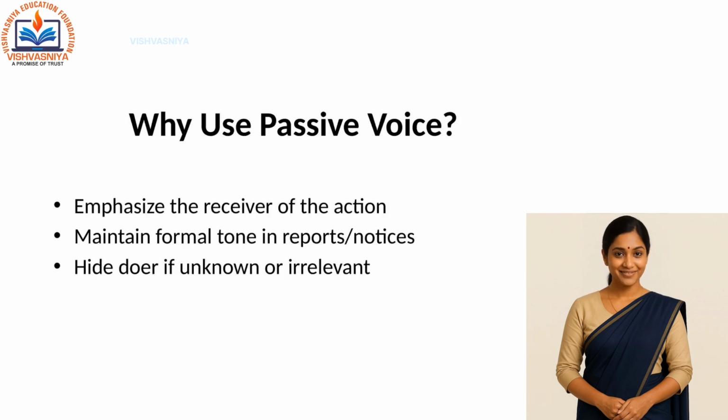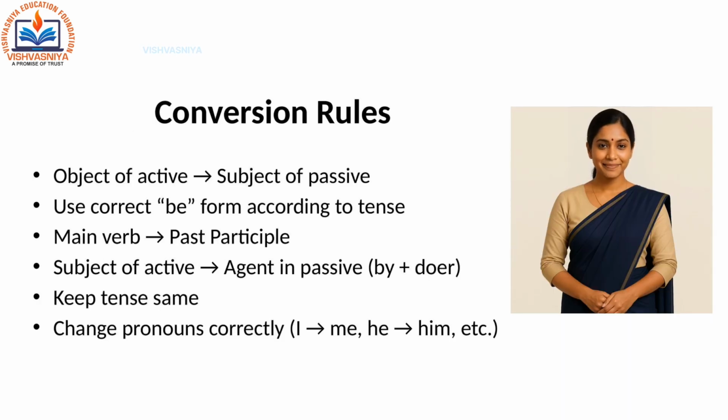We use the passive voice when we want to emphasize the action itself, when the doer is unknown, or when we want a formal tone, such as in reports and notices. The rules for conversion are simple but must be followed carefully. Identify the object, move it to the subject position, use the correct form of be, change the main verb to past participle, and adjust pronouns.